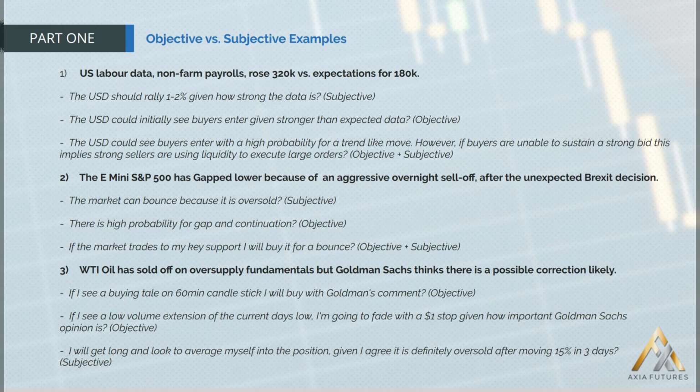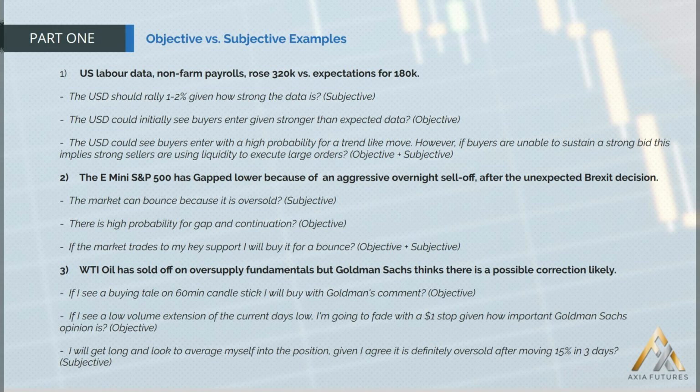Then our next example. WTI oil has sold off on oversupply fundamentals, but Goldman Sachs thinks there is a possible correction likely. So if I see a buying tail on the 60-minute candlestick, I will buy with Goldman's comment. Is this being objective or subjective? Note here, we said if I see a buying tail on the 60-minute candle, I'll buy with Goldman's comment. I'm not buying because of Goldman's comment. I'm buying because of a buying tail. In other words, I'm allowing the market to show me an objective outcome before I execute a subjective idea. I'm being objective.